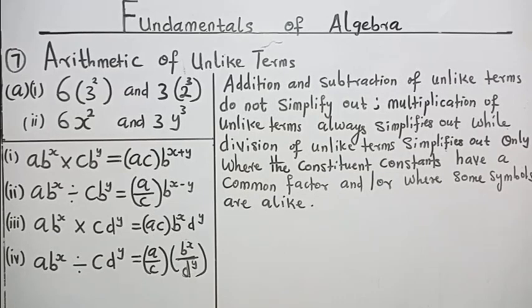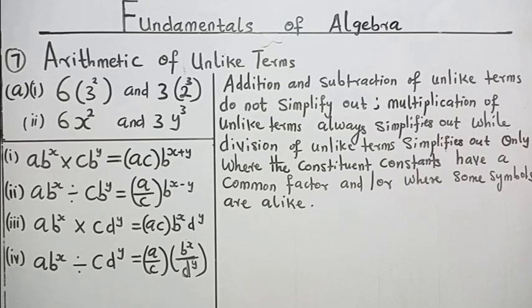And here comes that statement, which we could regard as the law of unlike terms. These are the laws of unlike terms in terms of laws of multiplication and division of unlike terms. But this can summarize all of this and we can refer to it as the law of unlike terms. What is it? Addition and subtraction of unlike terms do not simplify out. Multiplication of unlike terms always simplifies out, while division of unlike terms simplifies out only where the constituent constants have a common factor and or where some symbols are alike.